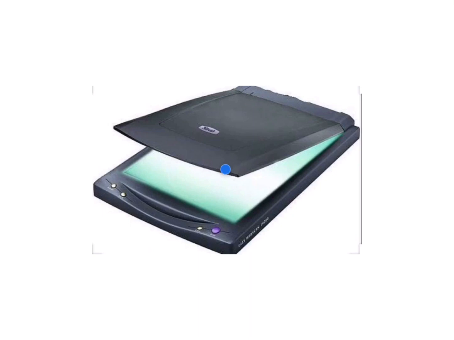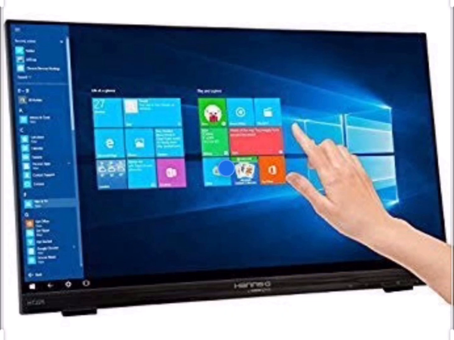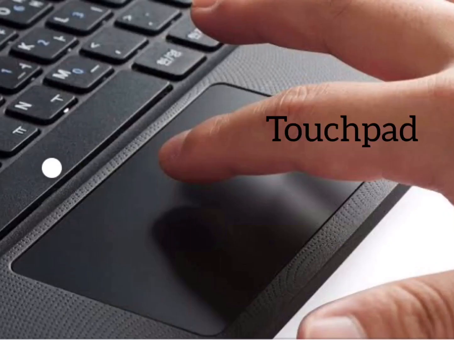Flatbed: we place the image on the glass of the scanner. Handheld scanner: we hold the scanner in our hand and push the light on the image. Touch screen is a screen through which data can be entered by just touching it with the finger. It is very useful for a person, for example, a doctor. Touchpad. Touchpad is used instead of a mouse on laptop computers.